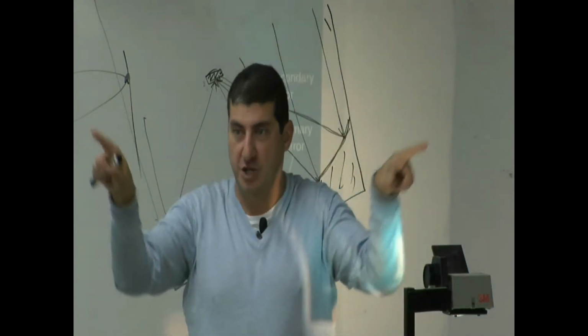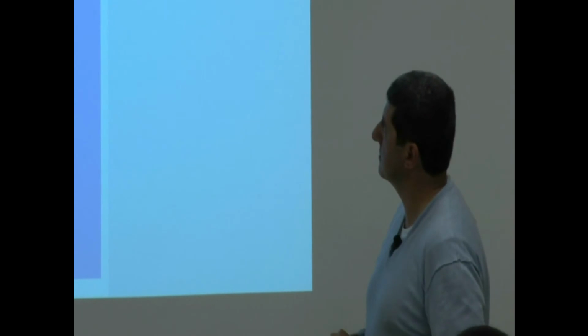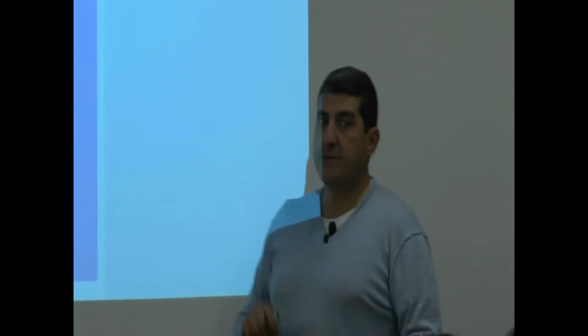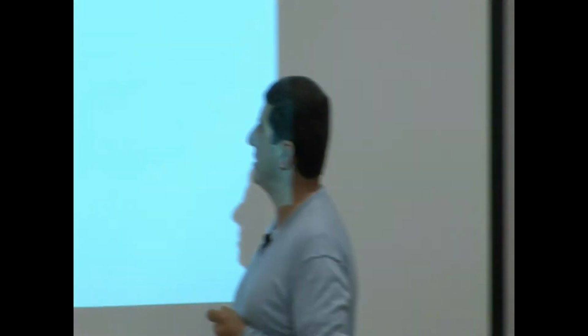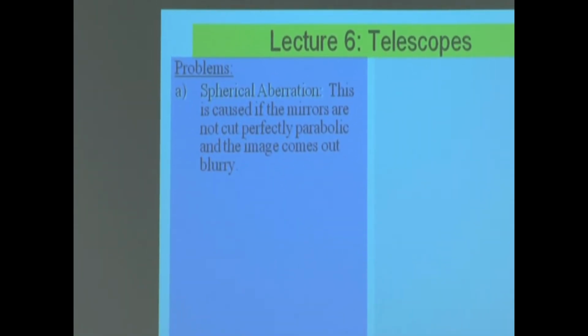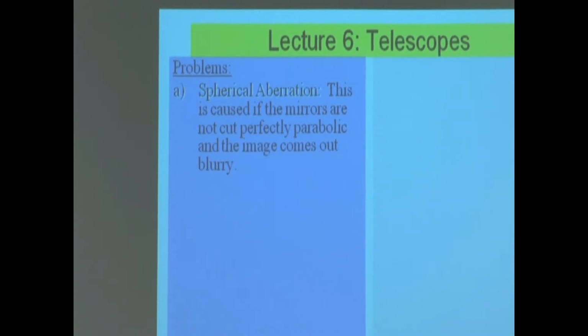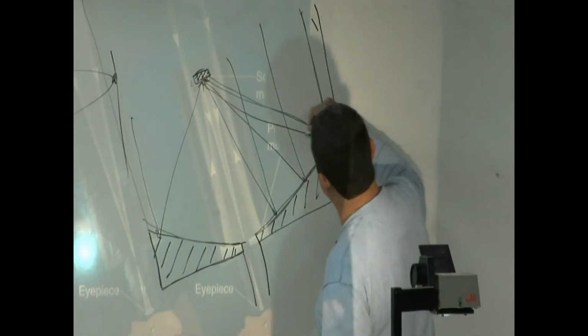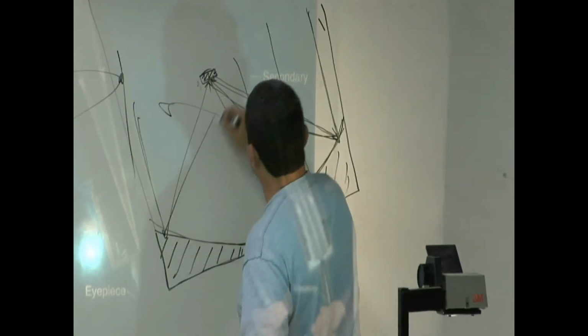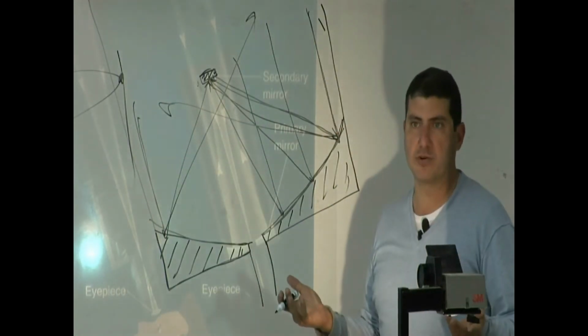The shape that the curvature needs to be is a particular shape called the parabola. If you don't make it a parabola, you have a problem known as spherical aberration. This is caused if the mirror is not cut perfectly parabolic, and the image will come out blurry. What will happen if it's not cut parabolic? This one will come and possibly not even hit the mirror. It'll go somewhere like that.